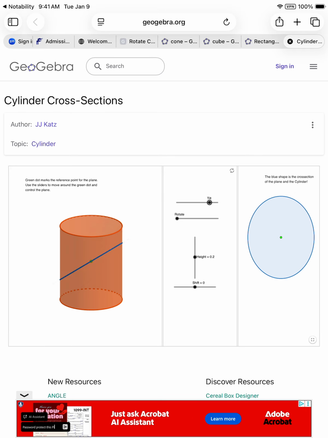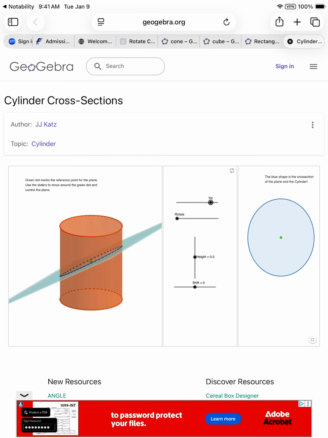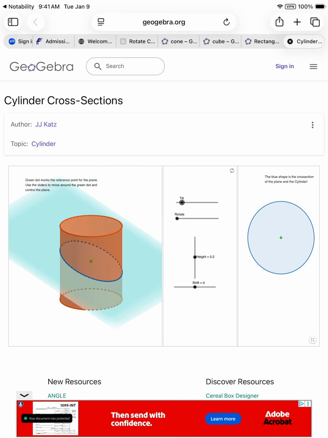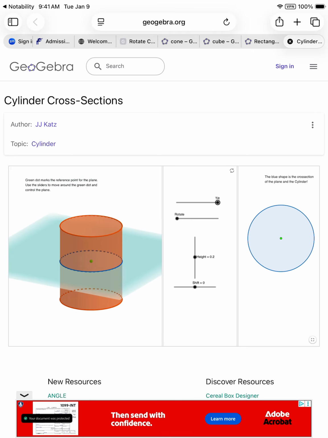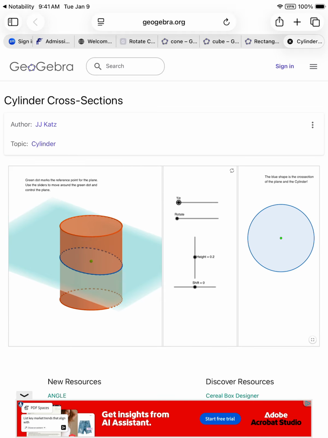And I'm going to go perpendicular to the base next. And notice how I get a rectangle when I'm perpendicular to the base. And then I want to go diagonal. And I get these ovals when I go diagonal. We call those ovals ellipses. That means they're not completely circular. So I can get ellipses as well out of a cylinder.